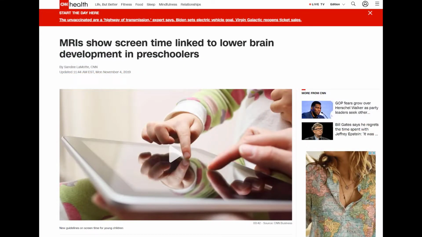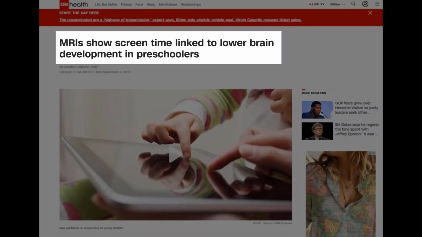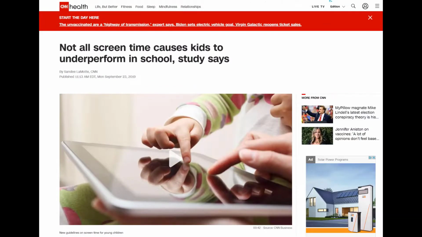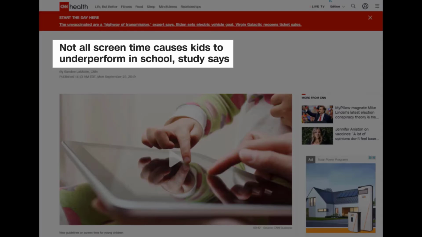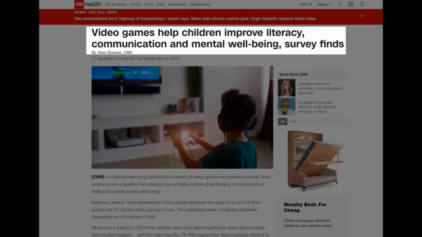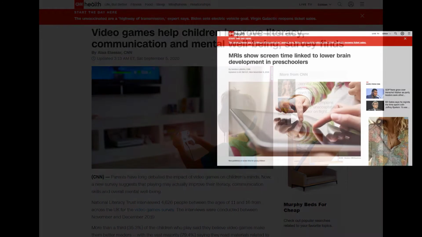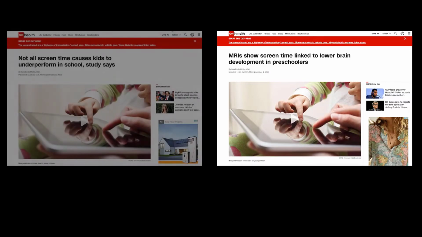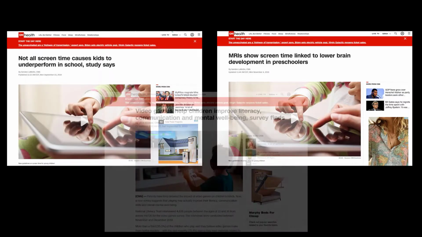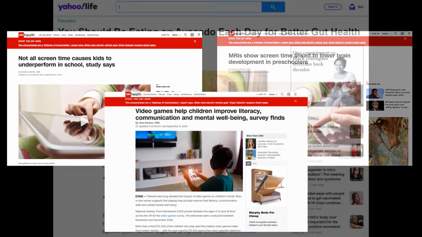Is screen time bad for kids? The answer is probably yes. If we only viewed this article from CNN, "MRIs show screen time linked to lower brain development in preschoolers." Will you have a different opinion after you read the second article, "Not all screen time causes kids to underperform in school"? And the third, "Video games help children improve literacy, communication, and mental well-being"? Lateral reading will reveal a broader context of the topic and bring a more in-depth understanding of the issue.